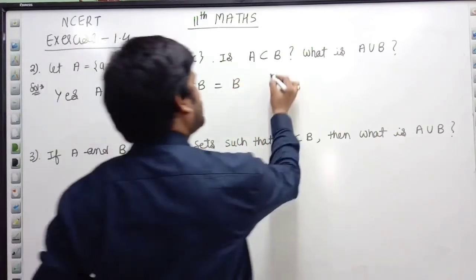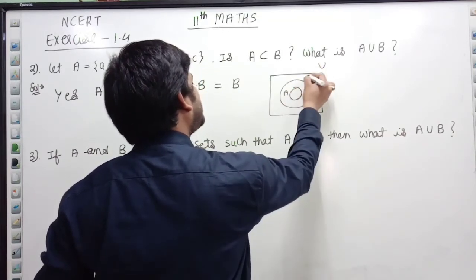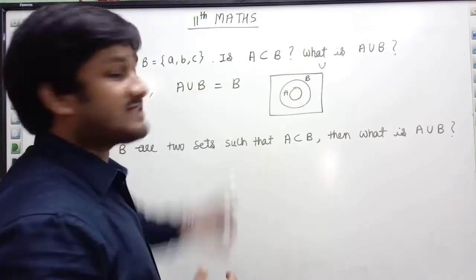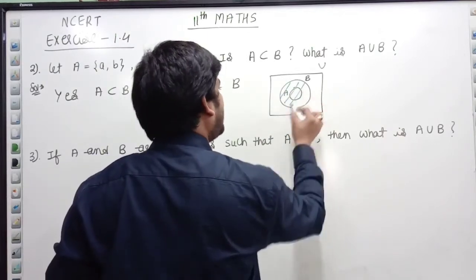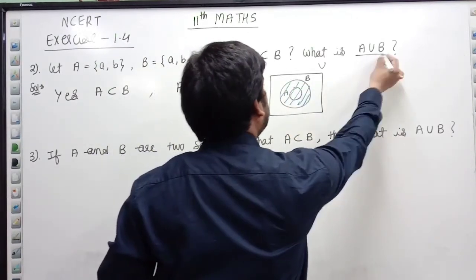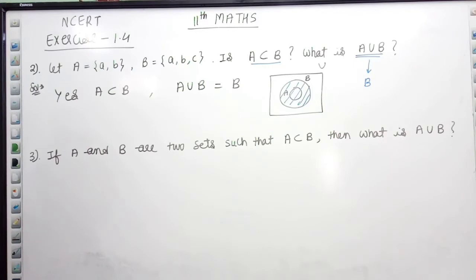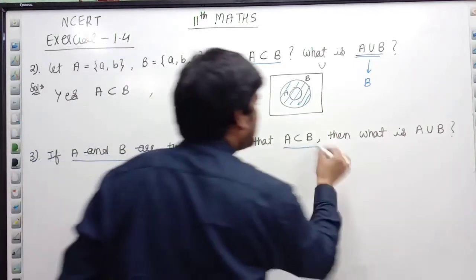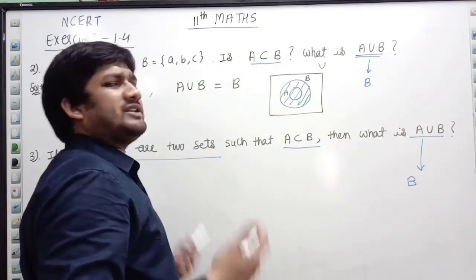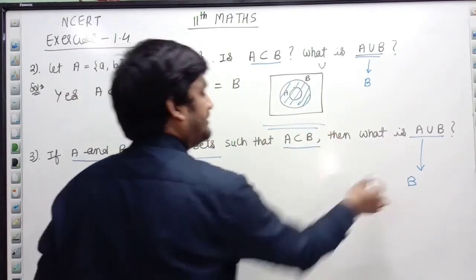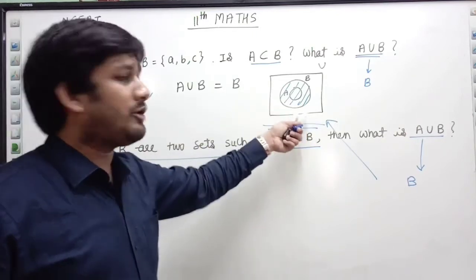Remember our Venn diagram also. Whenever we write a subset, universal set, A is a subset of B. This is A, this is B. Whenever we have A is a subset of B and we need to find union, we can easily find the common region is this. So this will always be B when A is a subset of B. This is what our next question is asking. If A and B are two sets such that A is a subset of B, what is A union B? This is B. Now you can ask, sir, what is the reason? The reason I have explained here, from the Venn diagram. Here I have not taken any example.